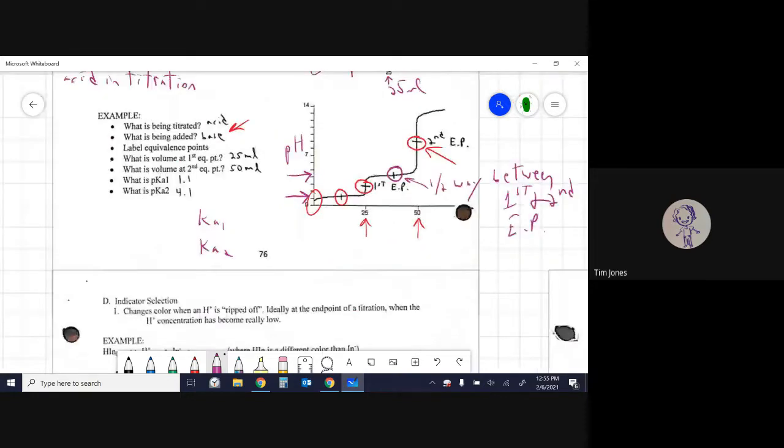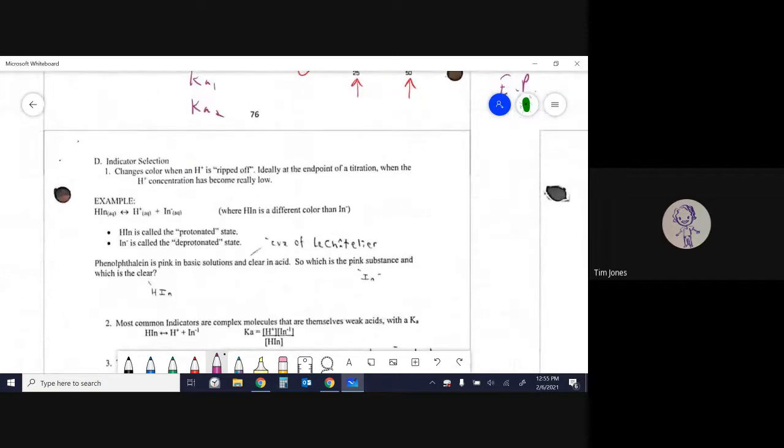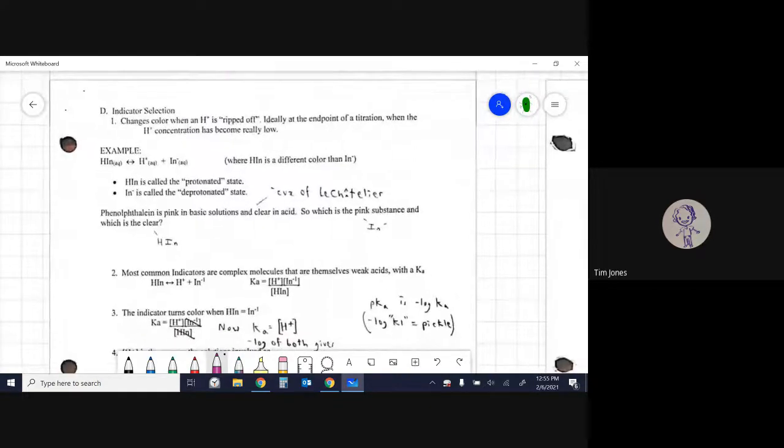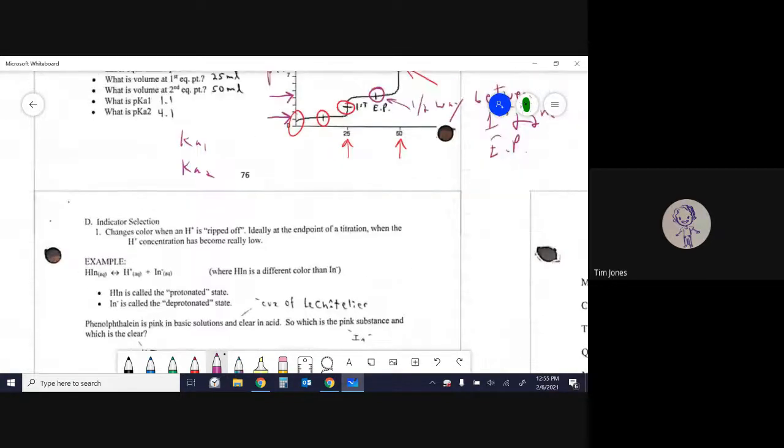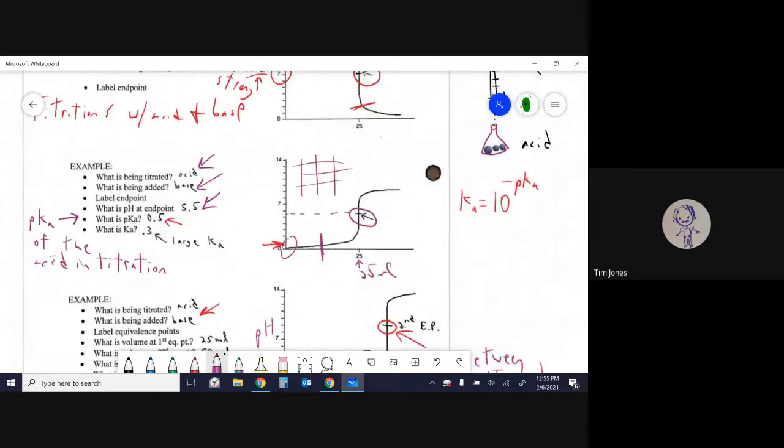All right, now we need to talk about indicators. When you do a titration, you need to know when you reach this magic spot right here, when you reach the equivalence point or endpoint.